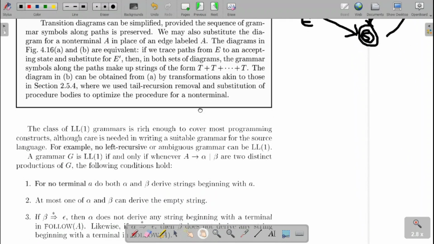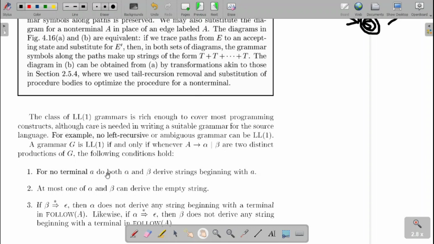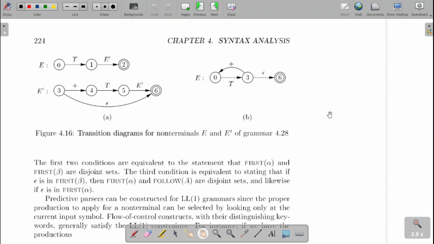Then next will be the construction of the LL(1) grammars. Let me construct the table first, and then I will come back and explain the key features in the construction of LL(1) grammars.